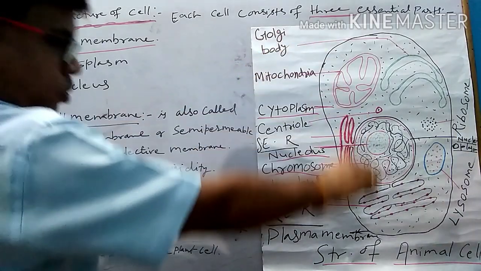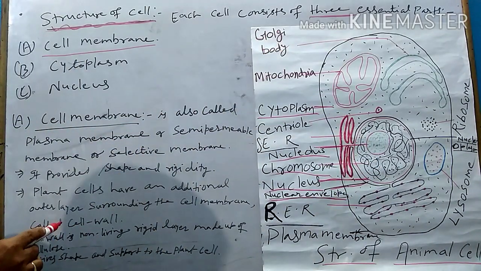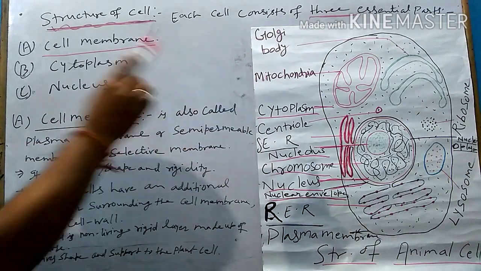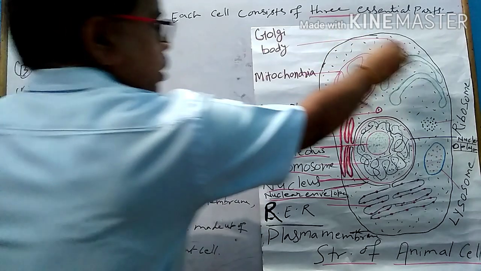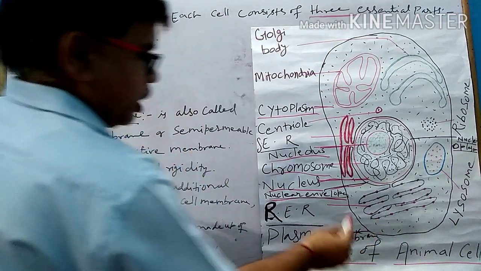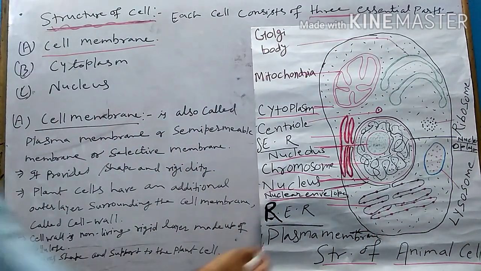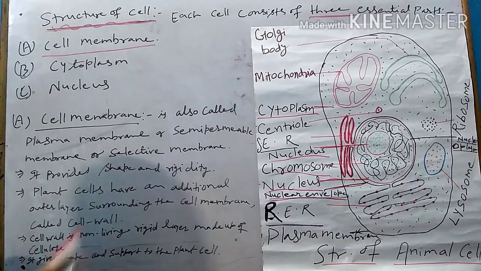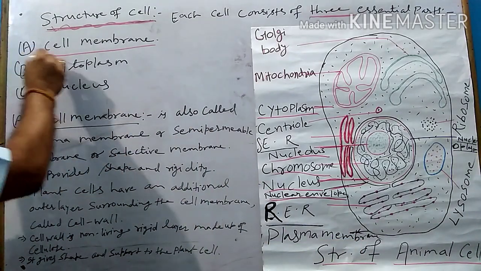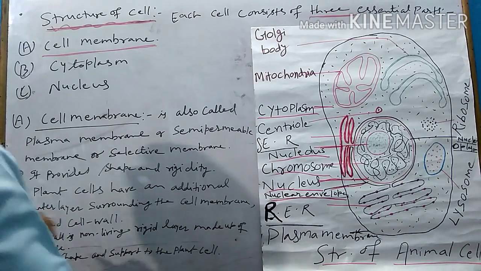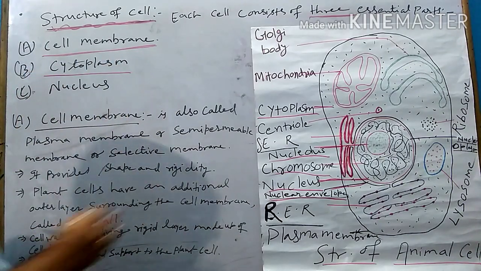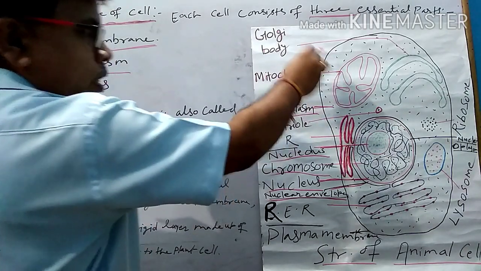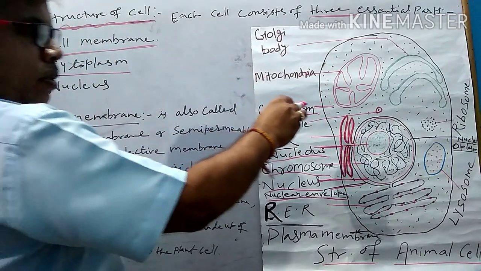This is the structure of an animal cell. In this animal cell, this outer covering is called the plasma membrane. Plasma membrane is also called cell membrane. First, cell membrane. Second, cytoplasm.